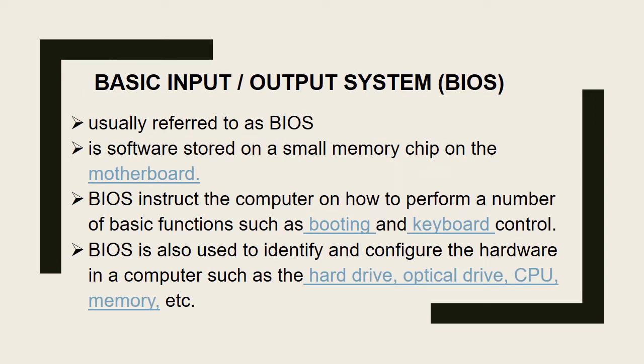Basic input output system, usually referred to as BIOS, is a software stored on a small memory chip on the motherboard. BIOS instructs the computer on how to perform a number of basic functions such as booting and keyboard control. BIOS is also used to identify and configure the hardware in a computer such as the hard drive, optical drive, CPU, and memory, etc.